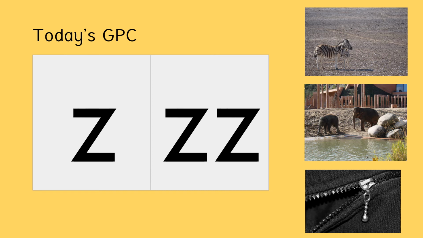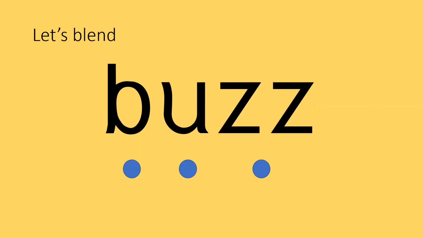So today's grapheme phoneme correspondence that we're working on is Z. Let's have a go at blending that. Oh, it's the double Z this time. Look, you see the two Z's together. We're looking at that grapheme. So let's have a go at blending. B or Z. Buzz. Okay, let's do that again. B or Z. Buzz.